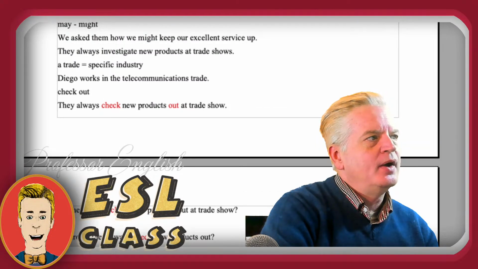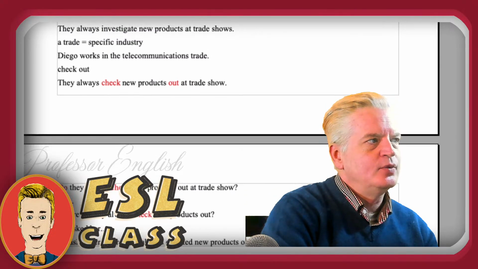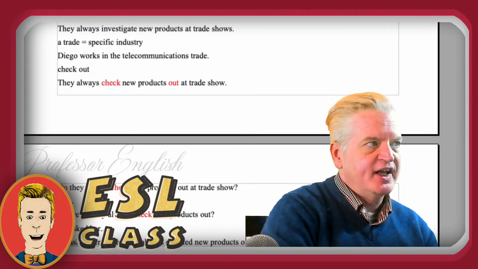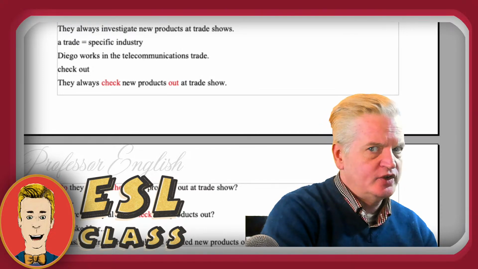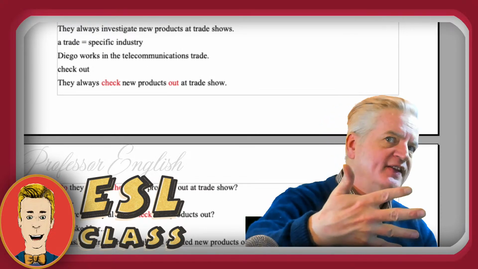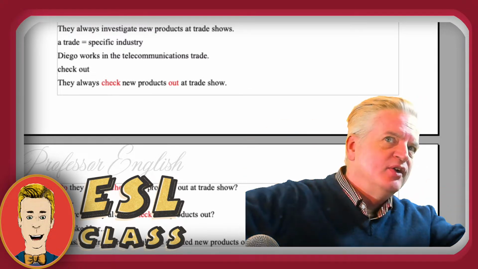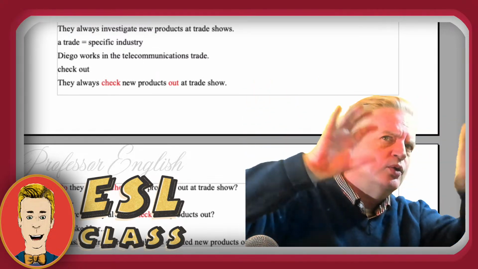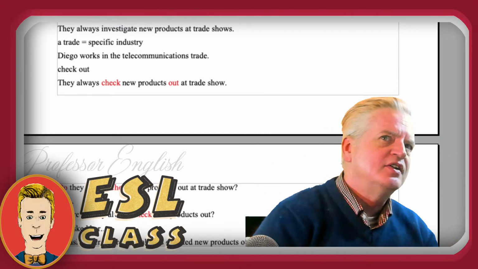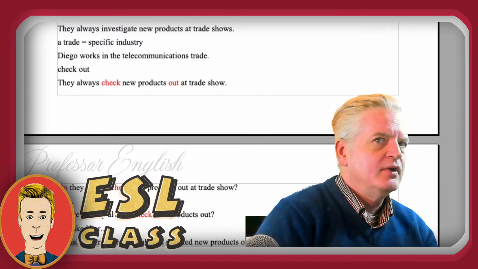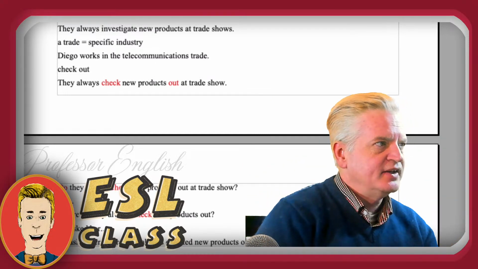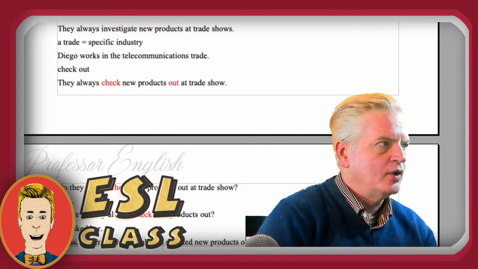Okay, so let's go back to our sentence, which is they always investigate new products at trade shows. If maybe they work in the technology industry, they might go to a big building and see all the new latest things that companies are offering for people working in technology, and that is a trade show.